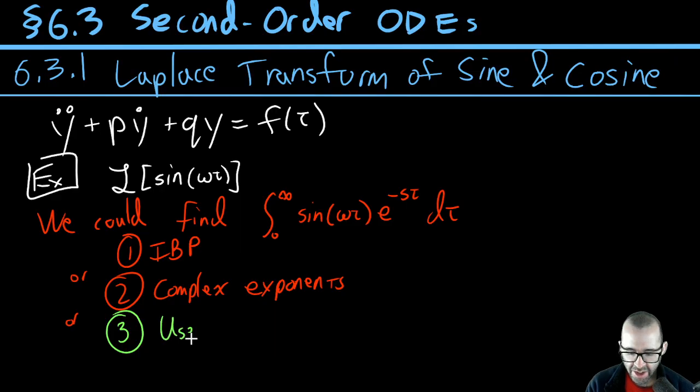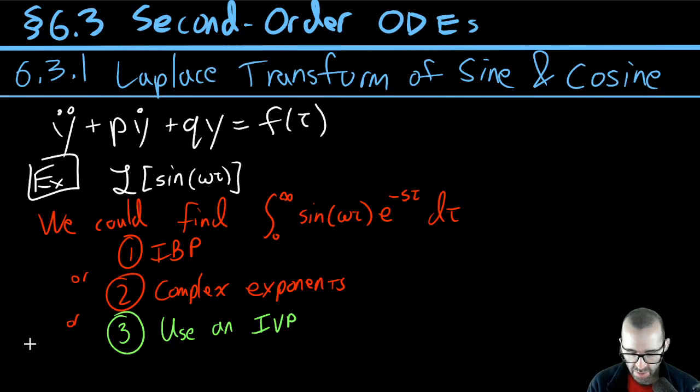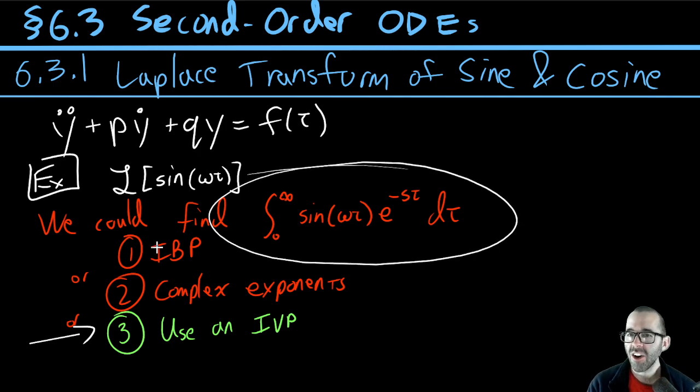We could use an initial value problem. What do I mean by that? I'm going to show you, but this is a very cool way of finding the Laplace transform of sine of omega t. So we're going to choose this one, because it's going to be the easiest. There's going to be no calculus. Well, we have to set up a differential equation, but we don't have to solve a differential equation. We don't have to take any integrals. We actually don't have to look at this at all.